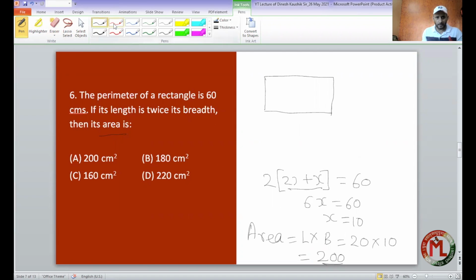Now, if I say that its breadth is x and length is 2x, can I say the area will be equal to 2 into x square? So is there any number which is double the square of a number? If you look at the options, 200 is the only option which is 2 into 10 square. Other options are not double of the square of a number.